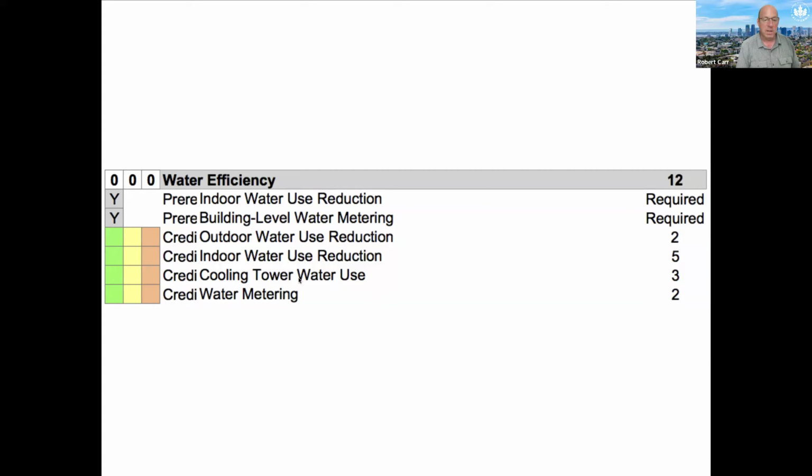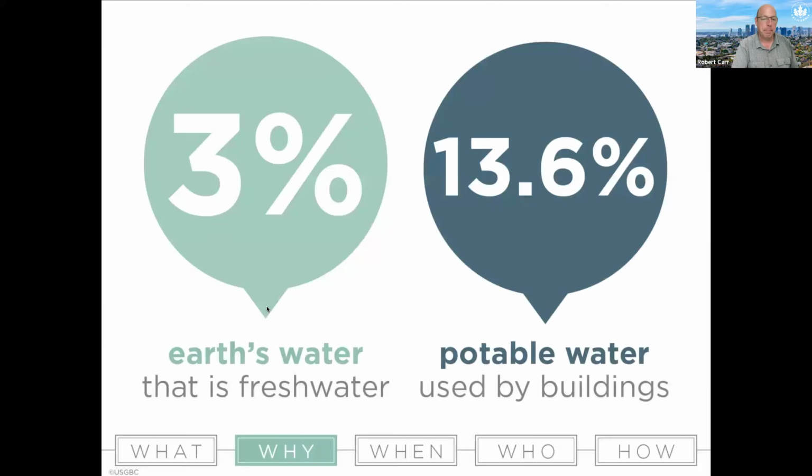And then here's that water metering. Are you sub-metering your systems? You get 2 points for that. So again, why is this important? Because only 3% of the Earth's water is fresh. That's potable water. And buildings use a whole bunch of it, so it's really important that we manage and deal with this holistically.